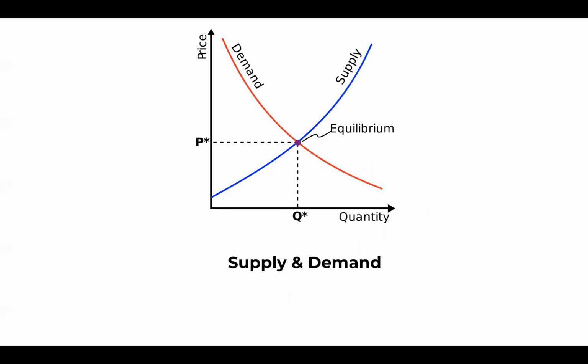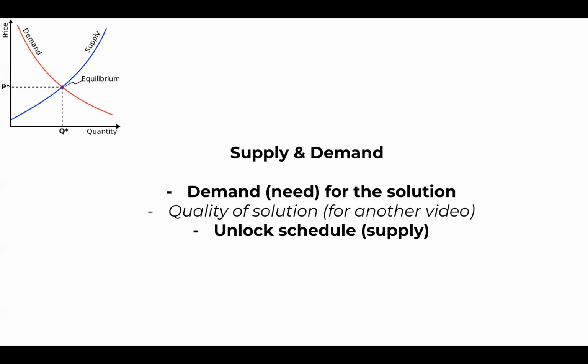And so supply and demand is the next thing. Now, this is just the standard supply and demand curve. As supply goes up, demand goes down, and vice versa. And so I've broken it down into three different things here, two of which I'll be discussing in this video, and the other one I'll talk about in another video.